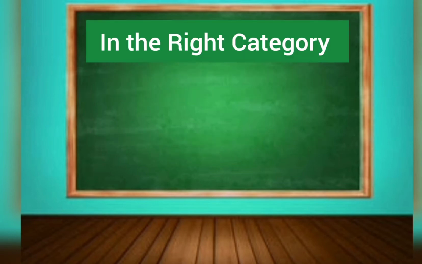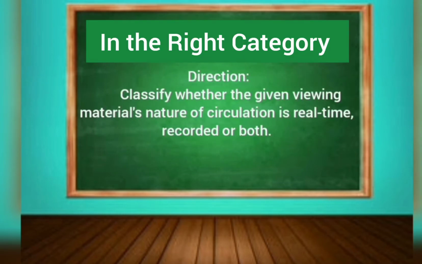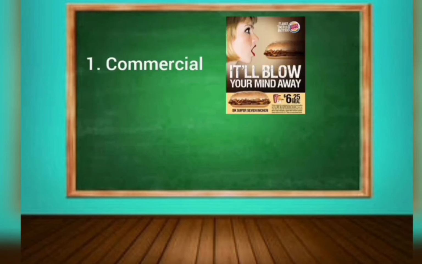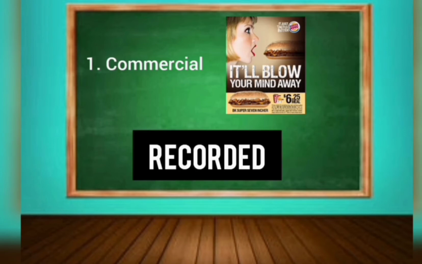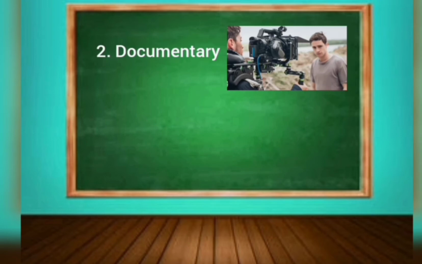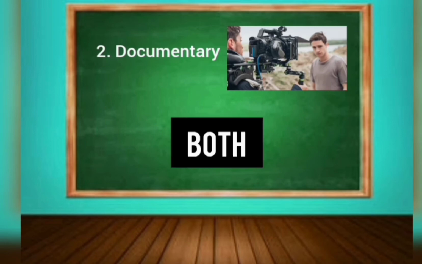For our review, let us have this activity, entitled In the Right Category. I want you to classify whether the given viewing material's nature of circulation is real-time, recorded, or both. Number 1. Commercial. Recorded. Correct. Number 2. Documentary. Both. That's right.